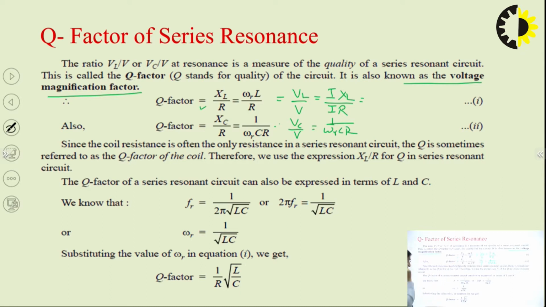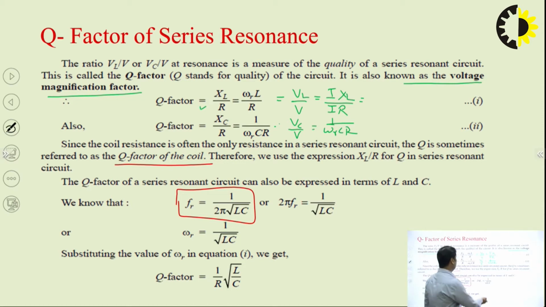Here the coil resistance is often the only resistance, so the Q factor is sometimes referred to as the Q factor of the coil, because it is associated with the coil. How can we determine the value of the Q factor? With the help of this we know the resonance frequency, and if we put these values over here, you will get the Q factor.